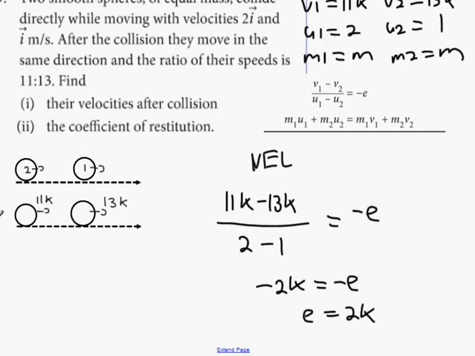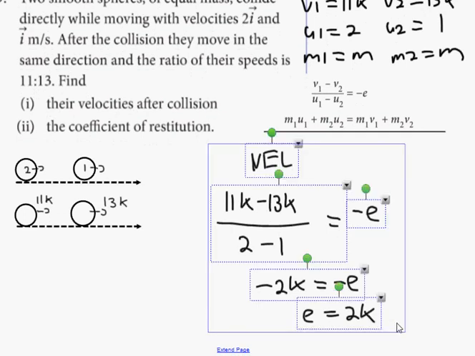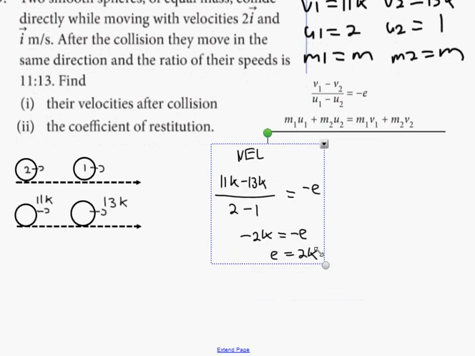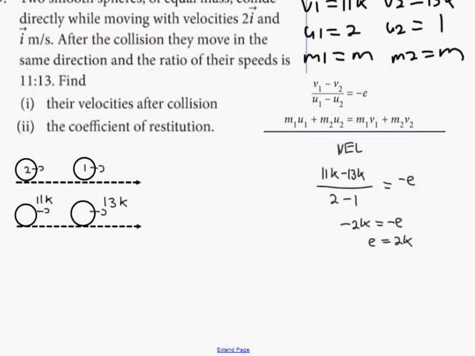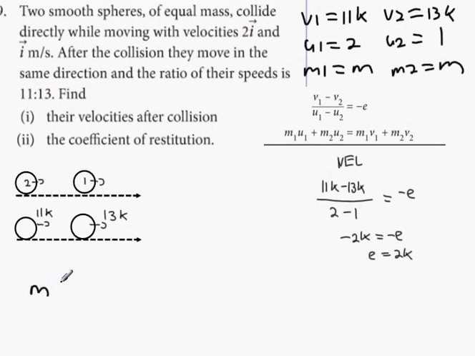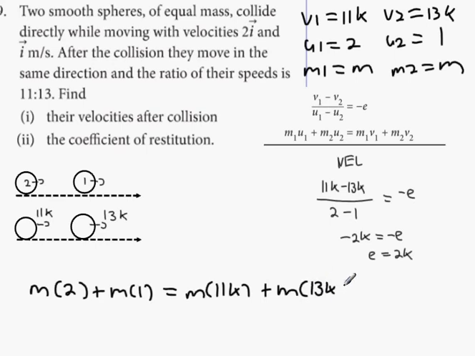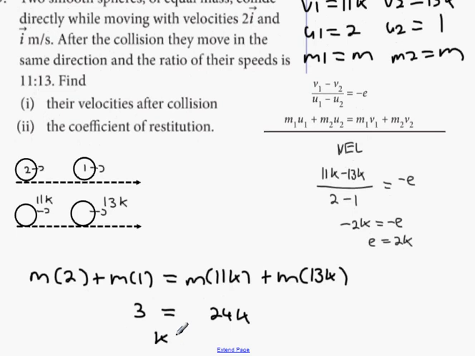Now we're going to do PCM. So PCM now. m1u1, so it's going to be m times 2 plus m times 1 equals m times 11k plus m times 13k. Therefore all the m's will cancel. 24k equals 3. As suspected, k is a fraction. k equals 1/8.